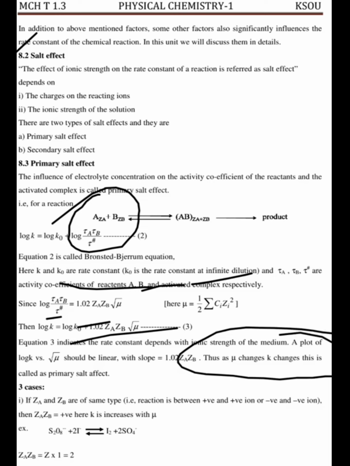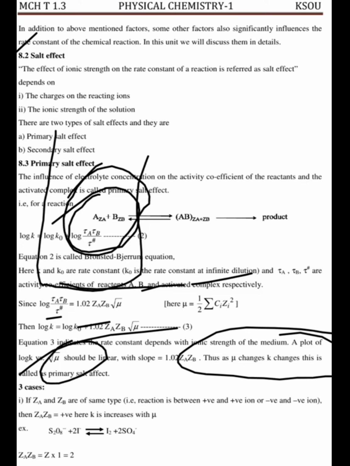As the rate of reaction changes, the ionic strength of the solution also changes. This mu is nothing but the ionic strength of the solution, whatever the reactants we have taken in the solution. So that ionic strength of the solution varies, and the rate of reaction also changes. So this is with respect to the primary salt effect.